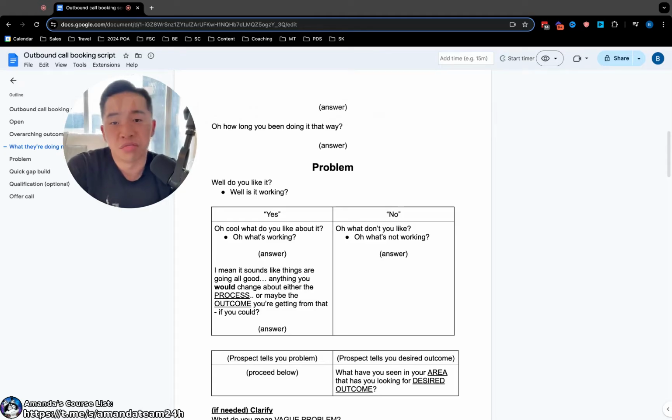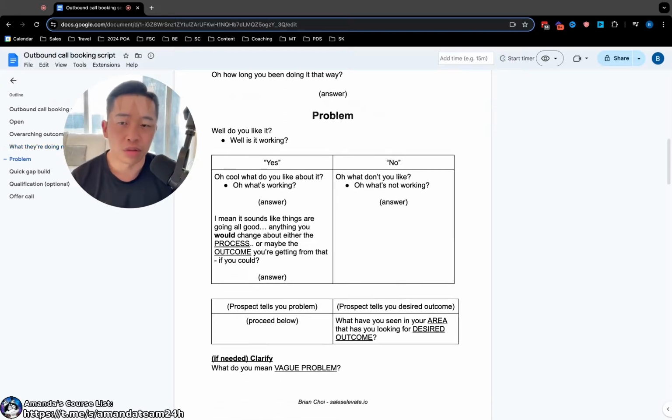If they say for a while, that's not a time frame, because that can be subjective, so we don't know, right? Okay, so does that mean like 2 weeks, 2 months? What do you mean? Oh, we've done that for 2 months. Okay, well, do you like it? Or is it working? It'll typically be one or the other.